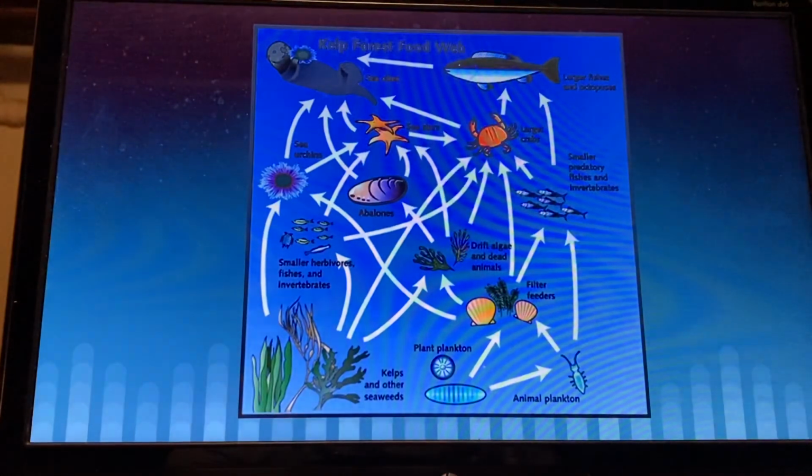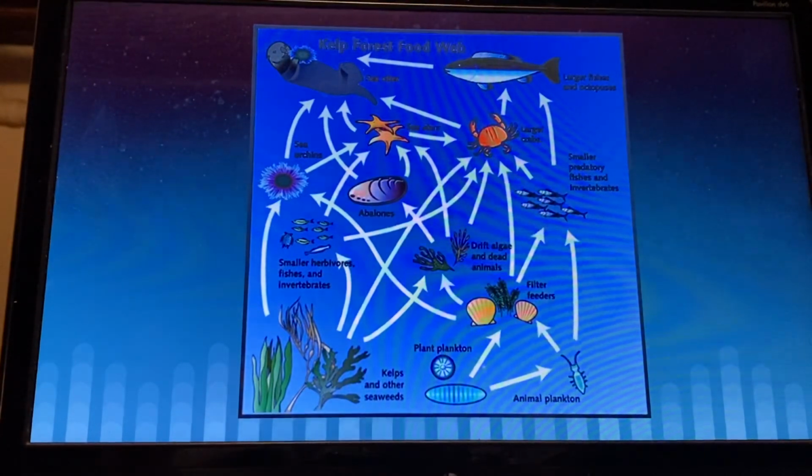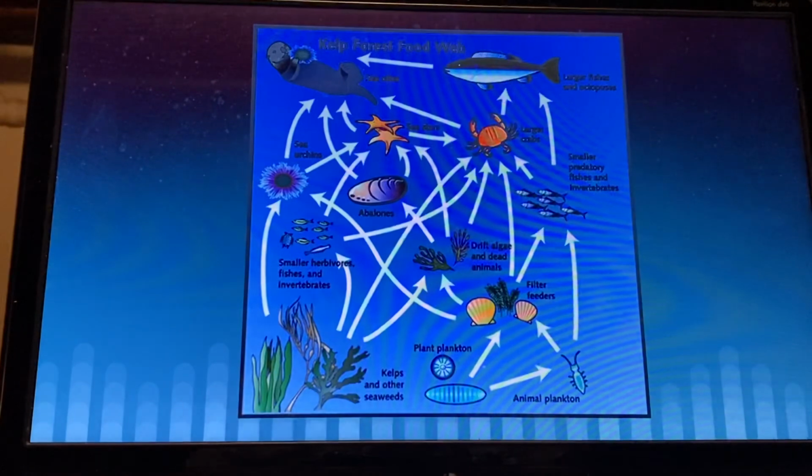And here's a picture of the food web, displaying different trophic systems. You can see the predatory fishes, and pretty much everything starts with the kelp and leads up toward the main predator, which is the sea otter.